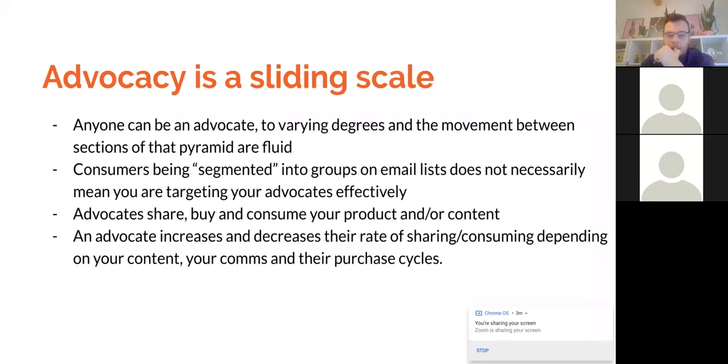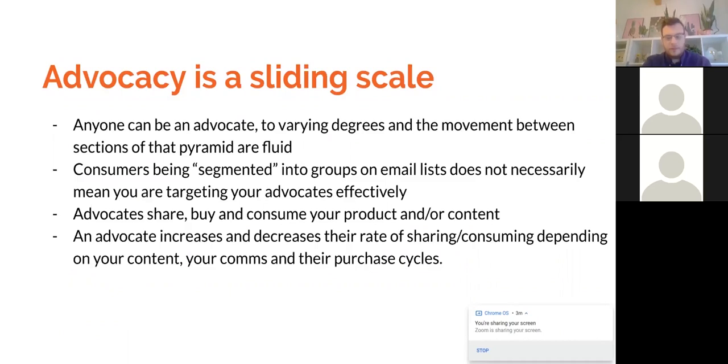Advocacy is a sliding scale. It's typically viewed as a pyramid, but actually my personal view of it is that it's fluid. It's more of a timeline from someone unlikely to share to someone that's very likely to share your content and product messaging.